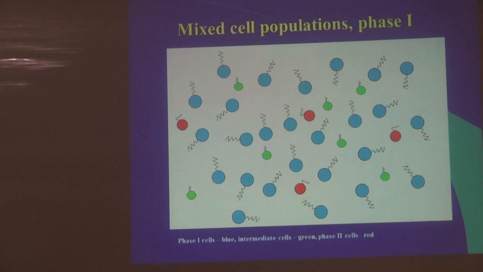So you see it here. In blue, these are phase 1 cells. This is the complete LPS, and you have phase intermediate cells, green. They have a truncated LPS, and then you have phase 2 cells in red.